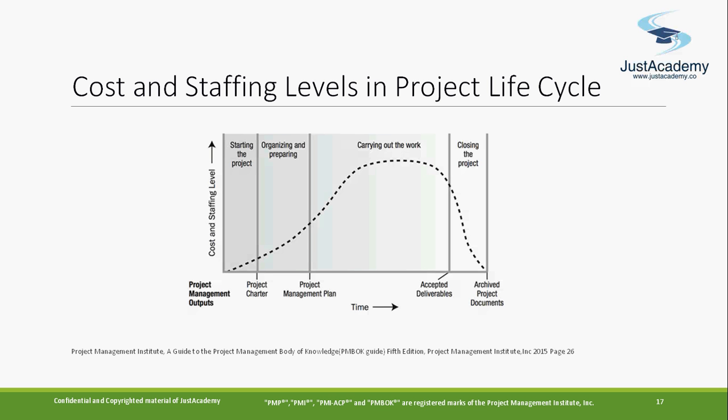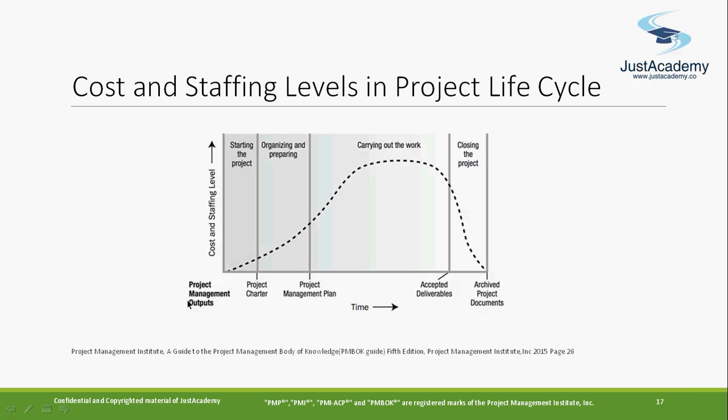I will come back to the different types of life cycles, but first, how cost and staffing change in the life cycle. During the analysis phase, how many people will be working? In the design phase, how many people are working? During implementation, how do the cost and staffing change across this life cycle?